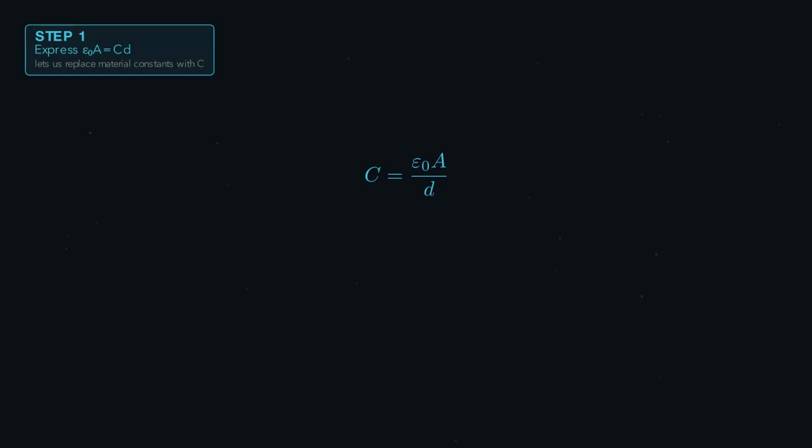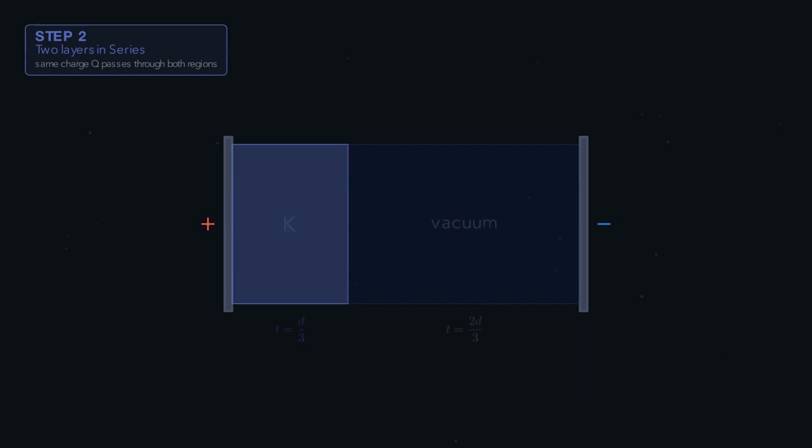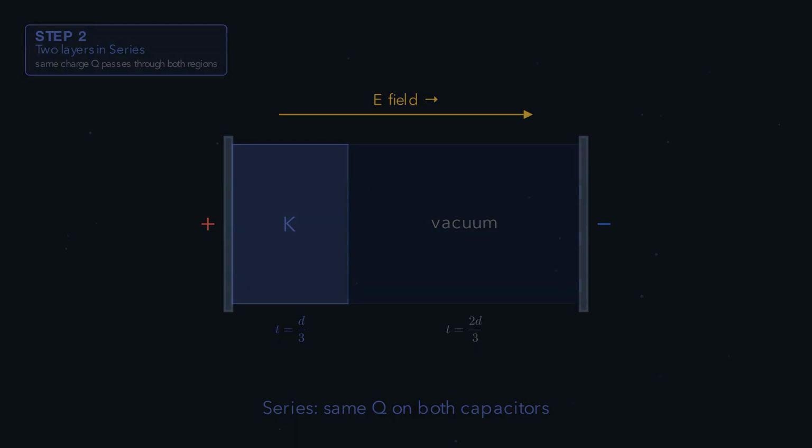The original capacitor has capacitance C in vacuum. The key move here is to write epsilon naught times A as C times d. This substitution lets us replace all the material constants with the single symbol C at the end. Now here's the crucial insight. The slab fills the full plate area but only 1/3 of the gap height. So the electric field passes through the dielectric first, then through the remaining air gap. That's a series connection. The same charge sits on both sections.